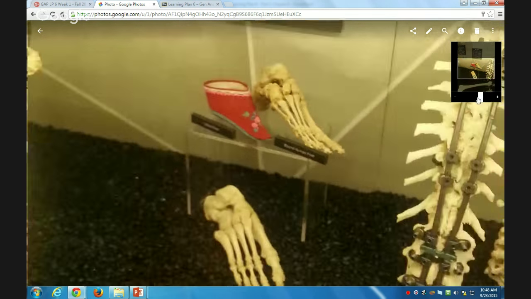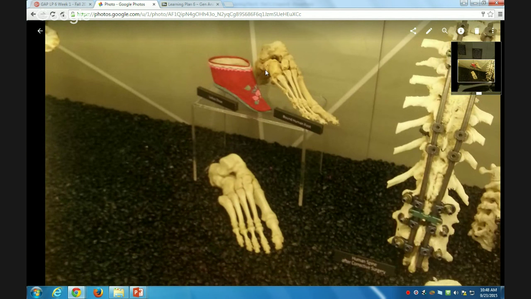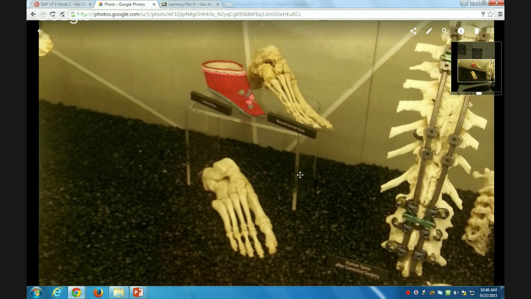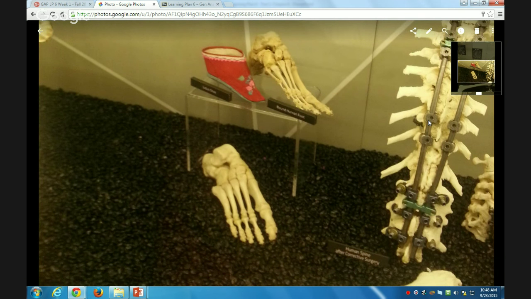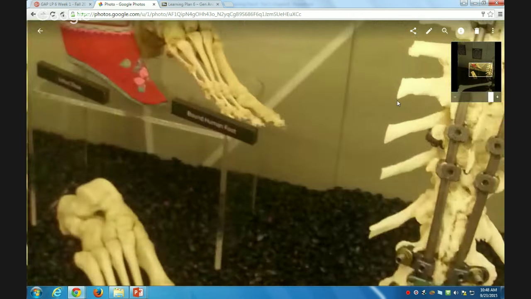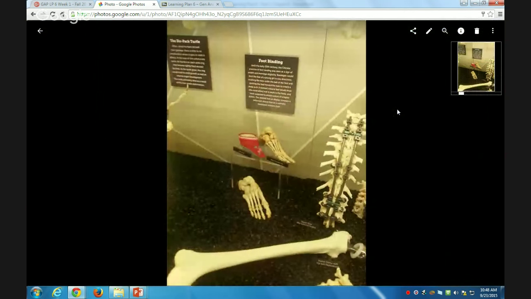That was actually a sign of wealth. So what they did is they compared this bound foot with the normal human foot. You can see over here next to it, they've got the hardware on the backbone. So I thought that was pretty interesting.